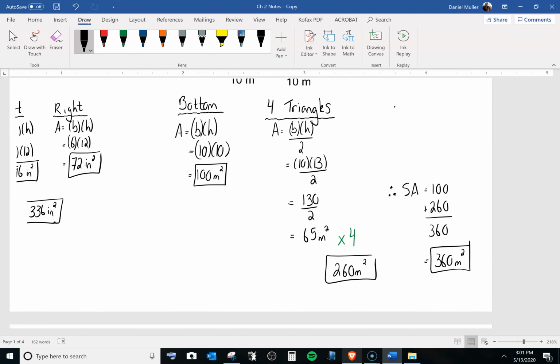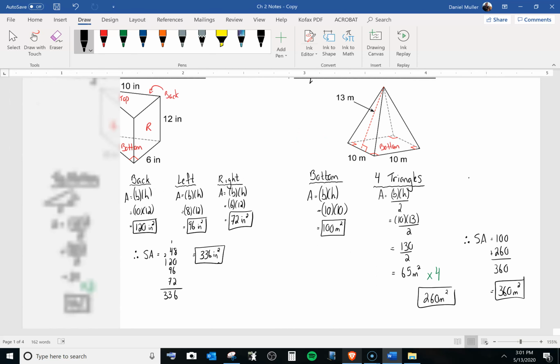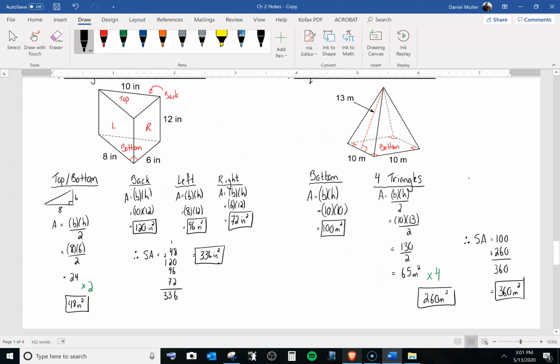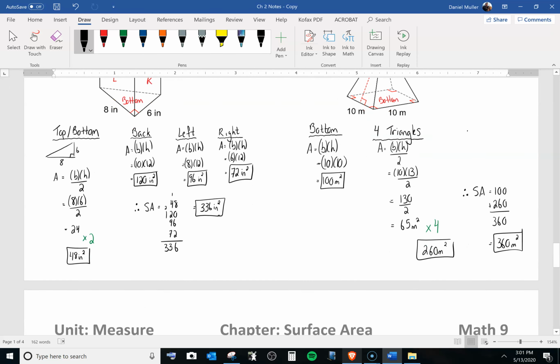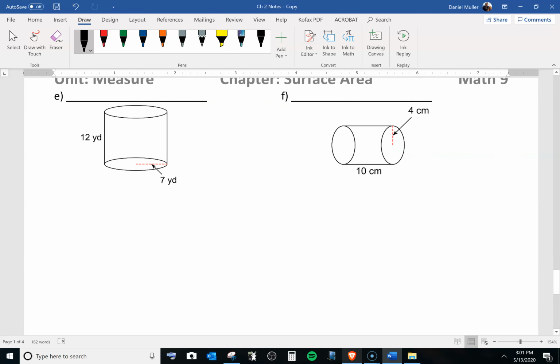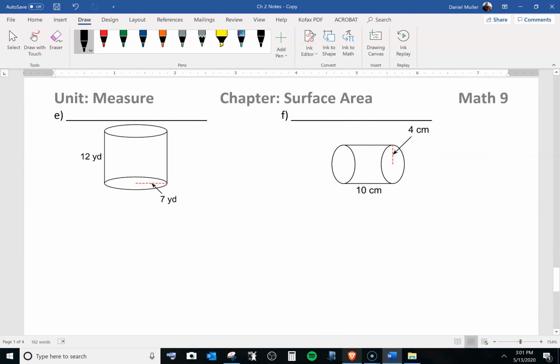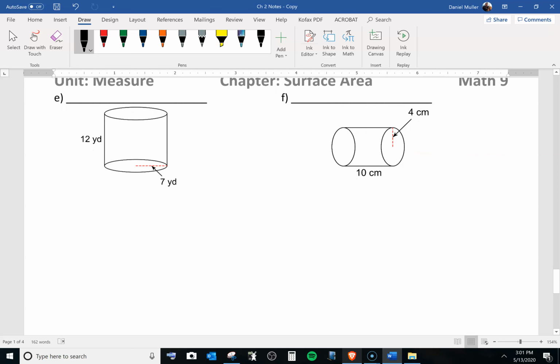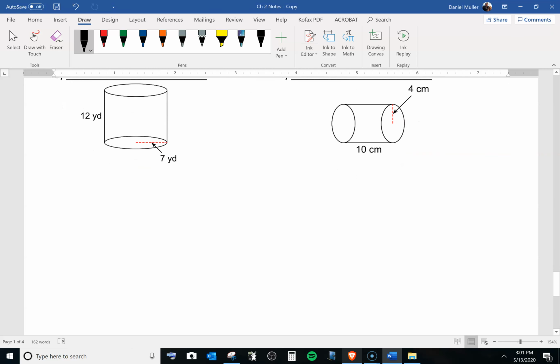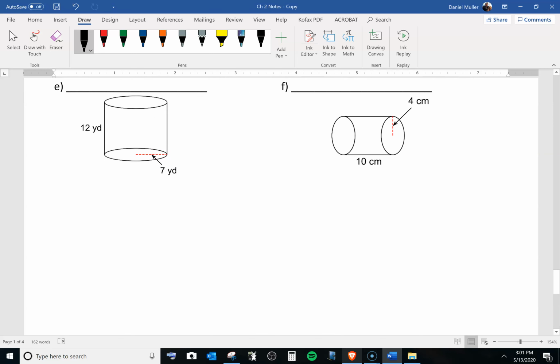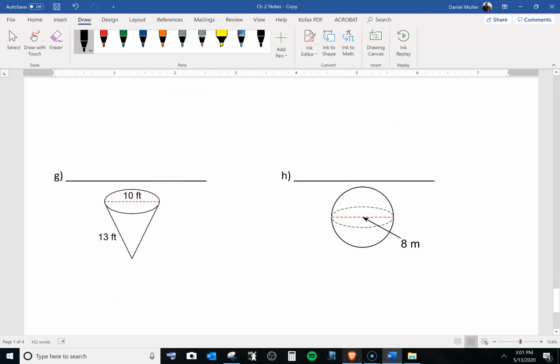So that one's pretty straightforward. I'm going to zoom out here so you can copy, but it's worth just noting that E and F are a lot more difficult. All of a sudden there's circles involved. We have to use 3.14 and there's cylinders. So they're just a little bit more time consuming. And then a cone and a sphere have their own formulas as well.